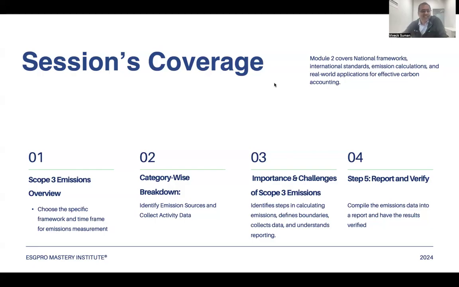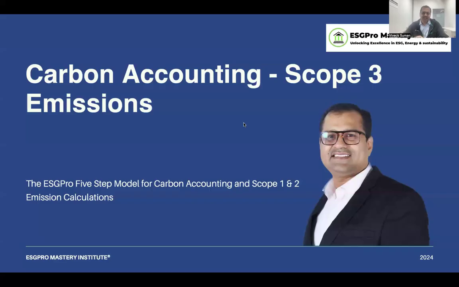So scope 3 emissions, we will discuss that. We will look at the specific framework which applies to scope 3. We will also look at the category-wise breakdown and identify the emission sources of those specific categories. We will look at the importance and challenges of scope 3 emissions. And finally, we will look again at step number 5, where you report and verify. Clear?